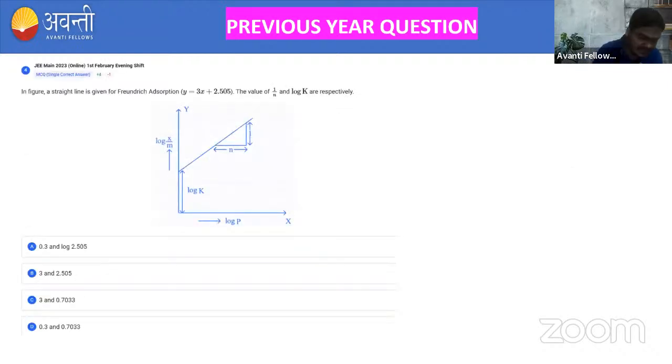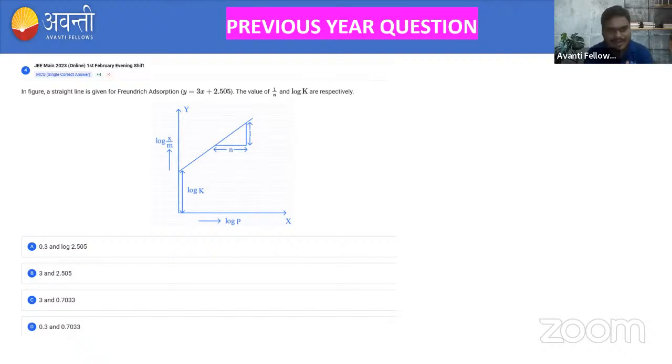चलो ये बताओ, फटाफट जल्दी से. We have in the figure a straight line given for the Freundlich adsorption where y is equal to 3x plus 2.505. The value of 1 by n and log k are respectively. ठीक है?